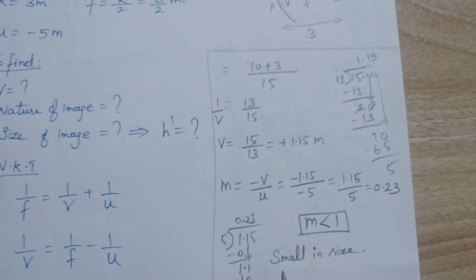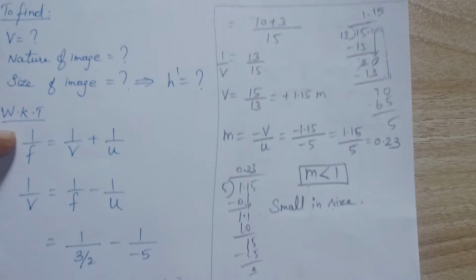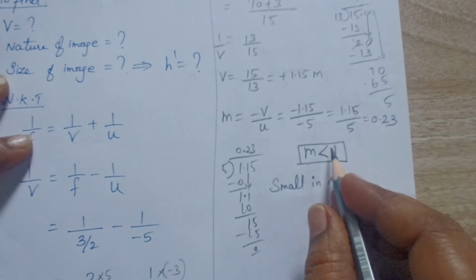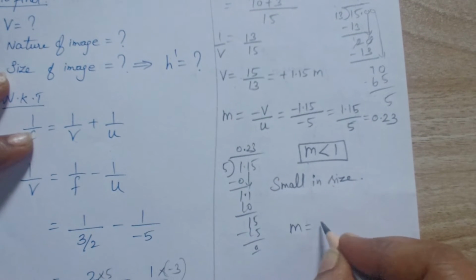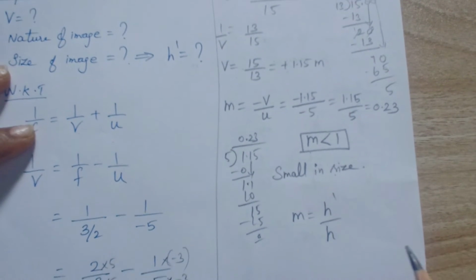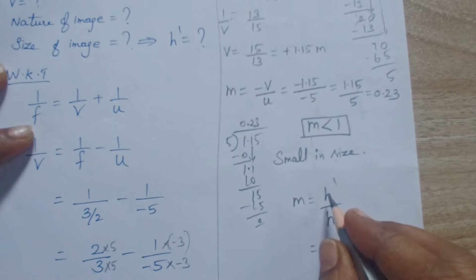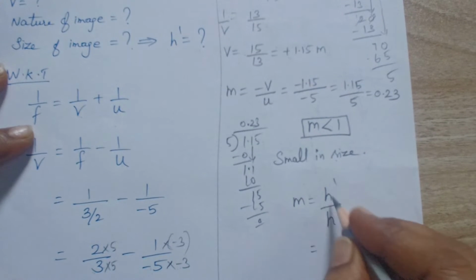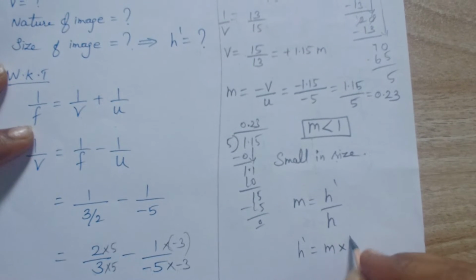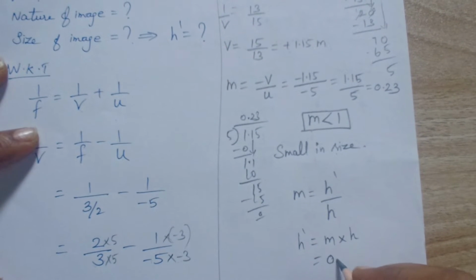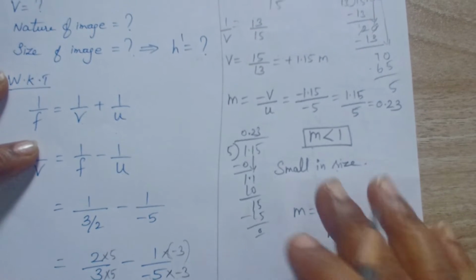Next we have to find the size of the image. You have now found the magnification, m equals h dash by h. You need to find this h dash, so multiply: h dash equals m into h, that is 0.23 into, what is the h value?